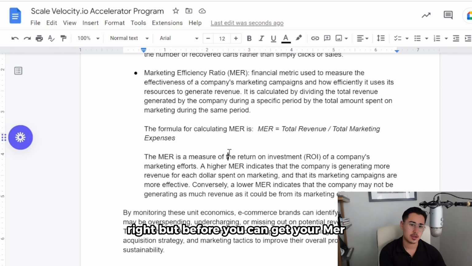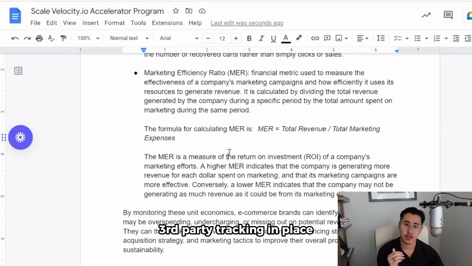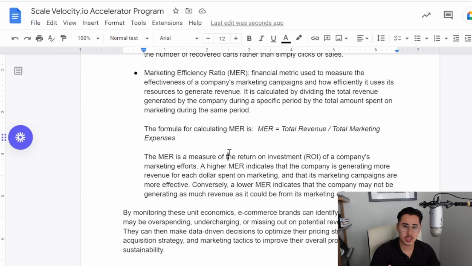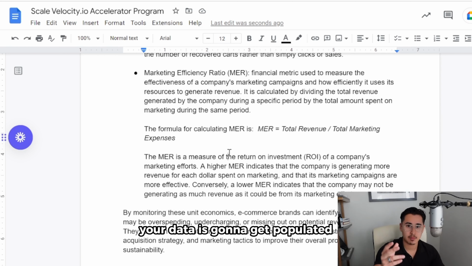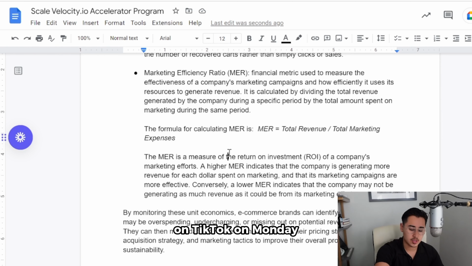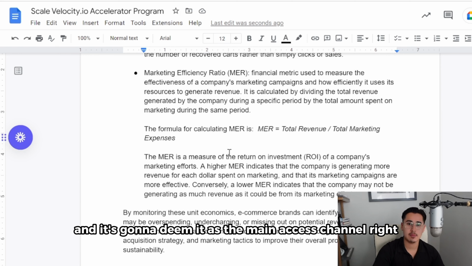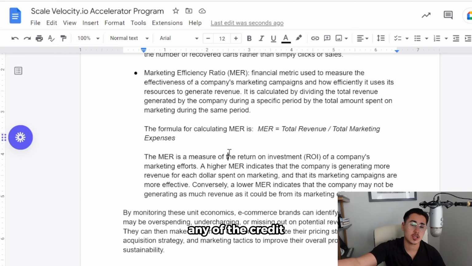But before you can get your MER, you need to make sure you have third-party tracking in place, because if you just focus on Google UTMs, right, what happens is data is going to be skewed across the board. And if you're just focused on last click attribution and you just do Google UTMs, what happens is, let's say somebody comes across your ad on TikTok on Monday and they buy on Friday because of a Facebook ad. Facebook's going to carry all that weight and it's going to deem it as the main access channel, right? And it's not going to give TikTok any of the credit, even though it was the first touch point, right?